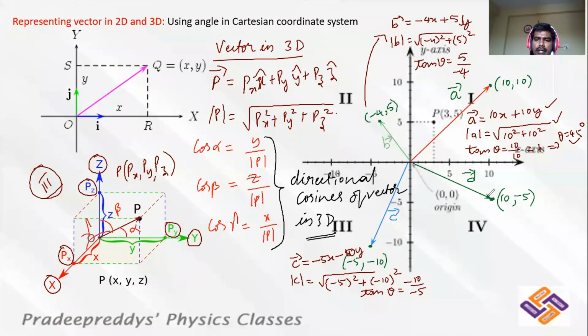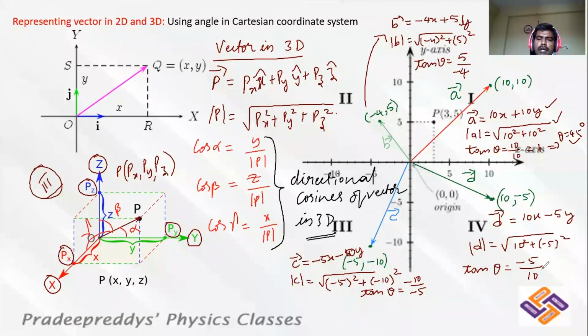And coming to the fourth one, D bar. How do you write D bar? D bar is equal to 10x minus 5y. And what about the magnitude of D? The square root of 10 squared plus (-5) squared. And what is its direction? Tan theta is equal to the opposite, the y component, which is minus 5, divided by the x component, which is plus 10. That gives you the angle. Like this, you can use the Cartesian coordinate system and you can represent any given vector in 2 dimensions as well as 3 dimensions.